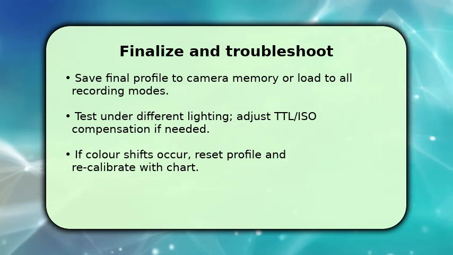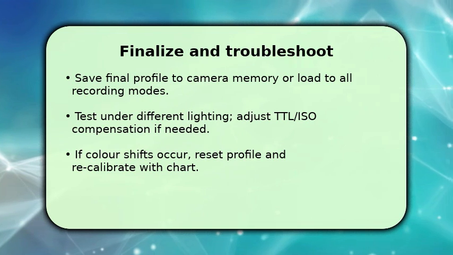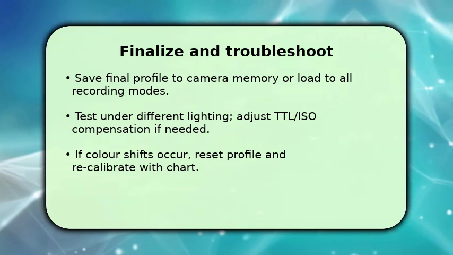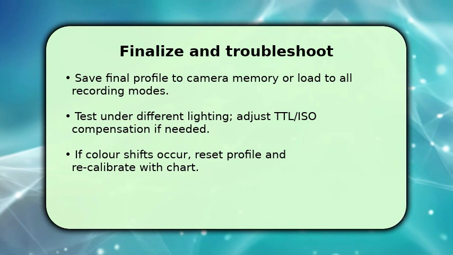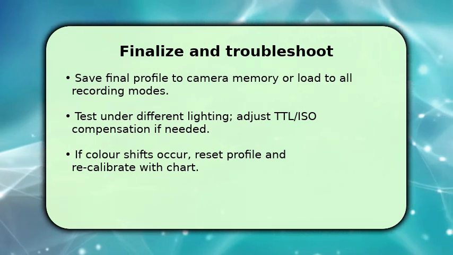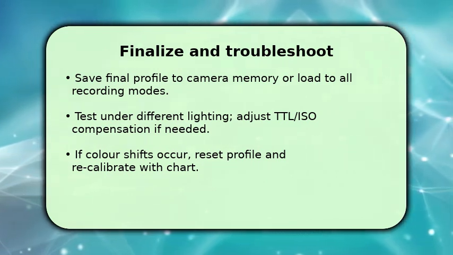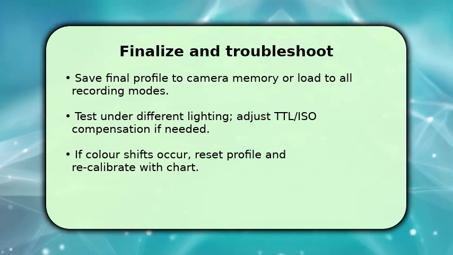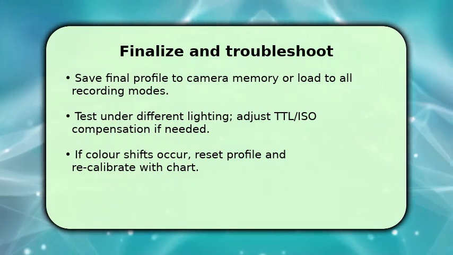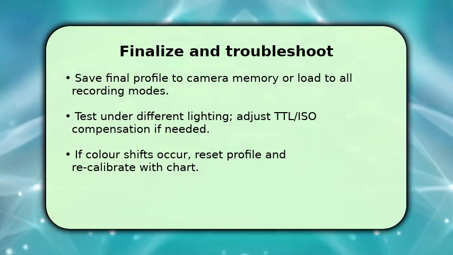Once saved, run quick tests under tungsten, daylight, and mixed light and make tweaks to preserve highlights and skin tones. If colors shift unexpectedly, reset to the backup default, recalibrate with your neutral chart, and reapply incremental changes. This isolates the source and prevents compounding errors.